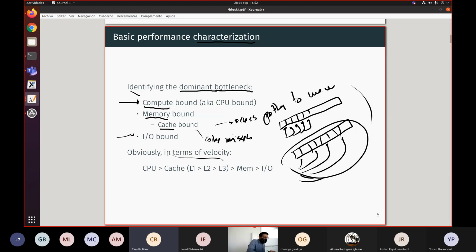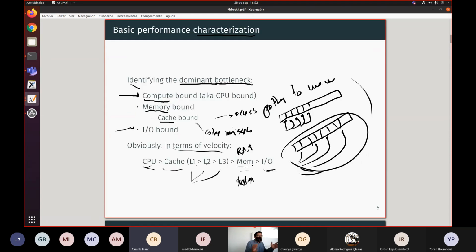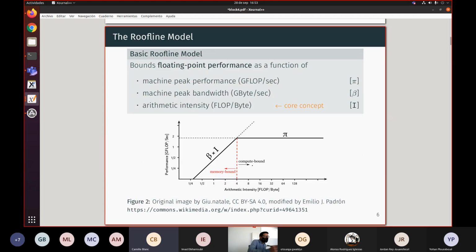So of course, in terms of velocity, the CPU is the fastest element in a computer, and the input-output system is the slowest. In the middle, we have the cache levels. Each level is faster than the next one, and the plain memory, that is the random access memory, RAM, is definitely slower than cache, but far faster than input-output. So regarding now putting some of these concepts all together, we have the roofline model.